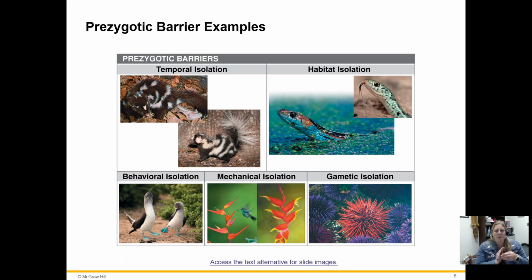And birds are a fantastic example of behavioral isolation. Birds have extreme behaviors to ensure that the two individuals who are having offspring are going to be successful in raising those offspring together. The example on this image is the blue-footed booby. Okay, there are tons of boobies, and it's fantastic.